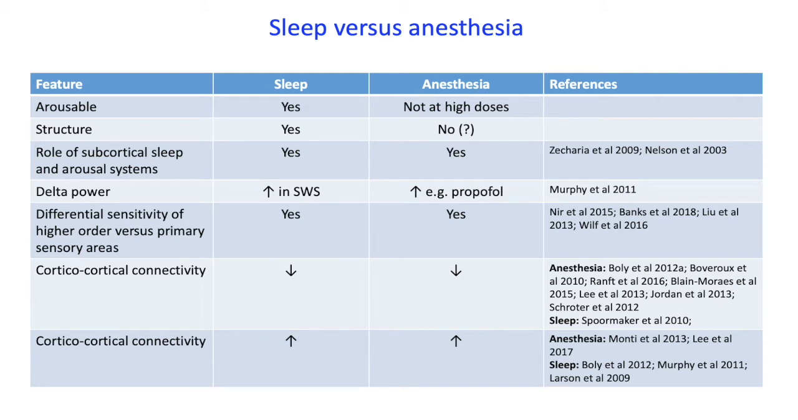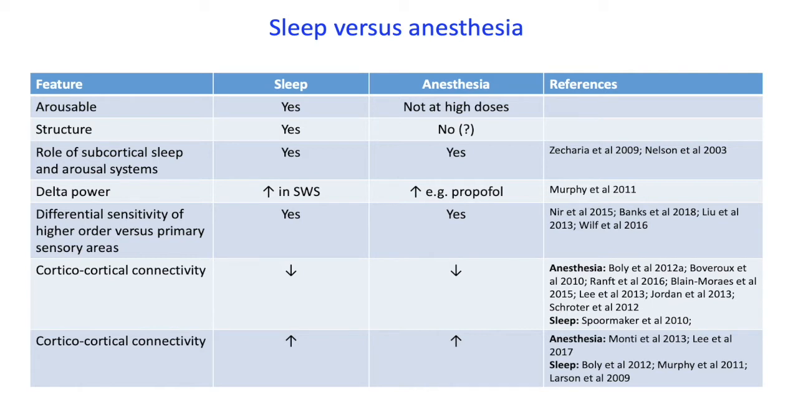There are a variety of dimensions over which we can compare sleep and anesthesia, and I've listed a few of them here. For some, such as whether or not the subject is arousable, and whether there is an underlying architecture to the experience, sleep and anesthesia clearly differ. In others, there is considerable overlap. For example, the involvement of subcortical sleep and arousal centers in the brain, the differential sensitivity of primary versus higher order cortex, and for some anesthetic agents, changes in delta power in the cortical electrophysiological signal.